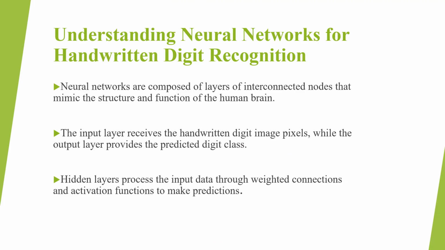You can see here the understanding of neural networks for handwritten digit recognition. It describes how neural networks consist of interconnected layers of nodes that process images of handwritten digits to predict the corresponding numerical values. Neural networks are composed of layers of interconnected nodes that mimic the structure and function of the human brain. The input layer receives the handwritten digit image pixels, while the output layer provides the predicted digit class. Hidden layers process the input data through weighted connections and activation functions to make predictions.